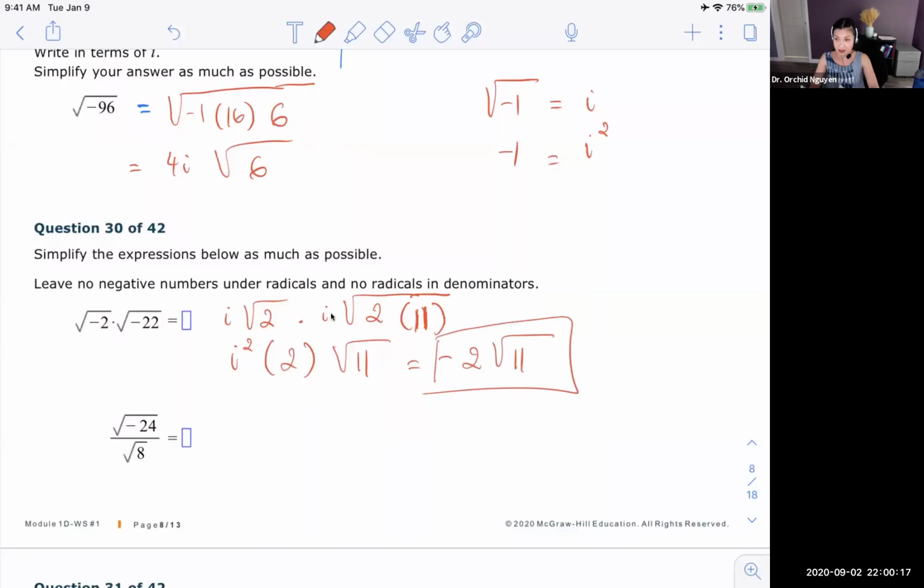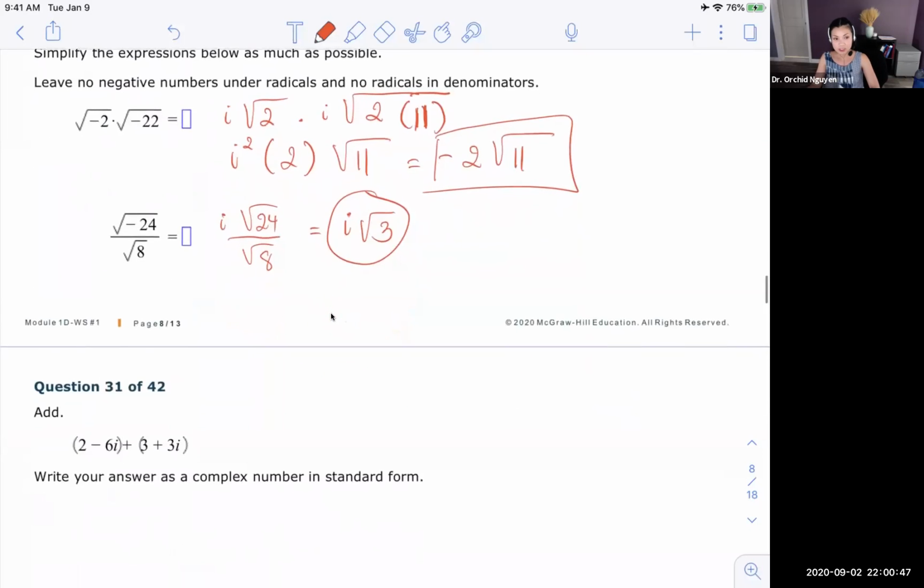Okay, same thing over here. I want to take care of the negative. So what I have is negative i, square root of 24 over square root of 8. So that's going to be square root of 3.